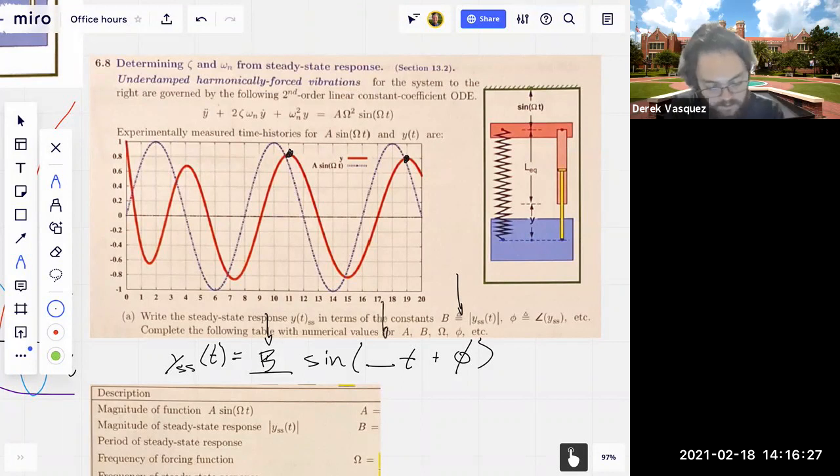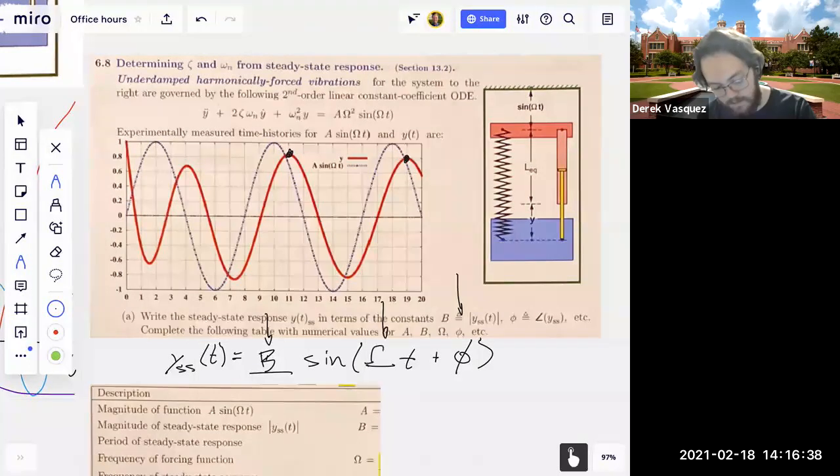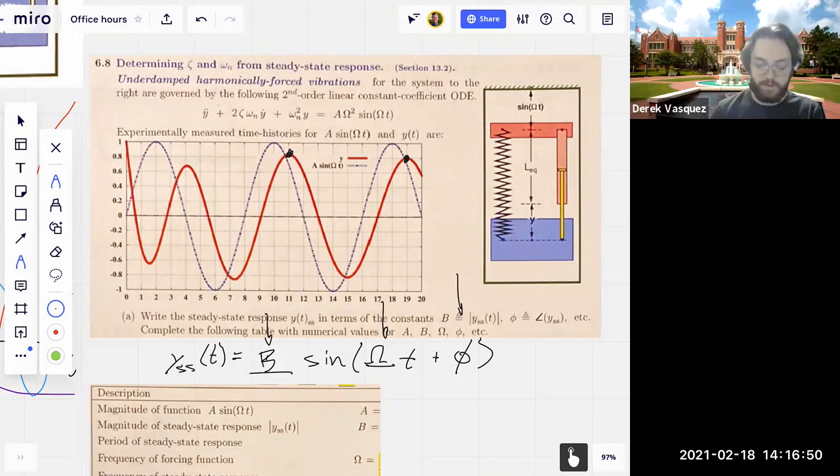So this second blank right here, what's that one going to be? Omega? That's right. This capital omega term. Why is that, Sarah Lynn? Because that's our frequency, our natural frequency. Is it natural frequency? So it's the driving frequency.